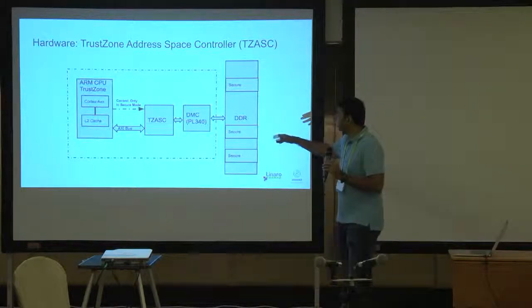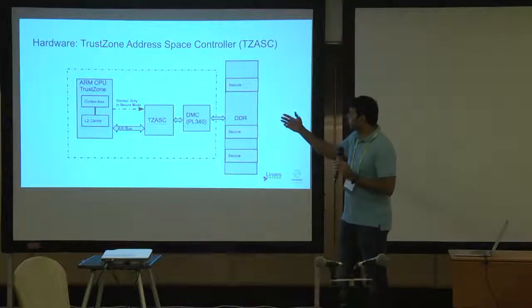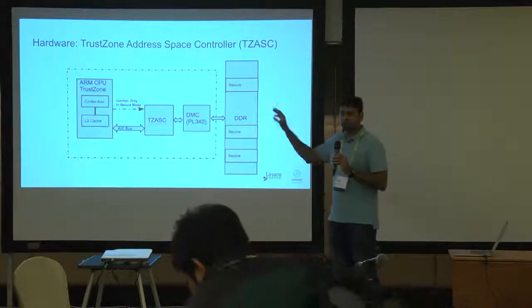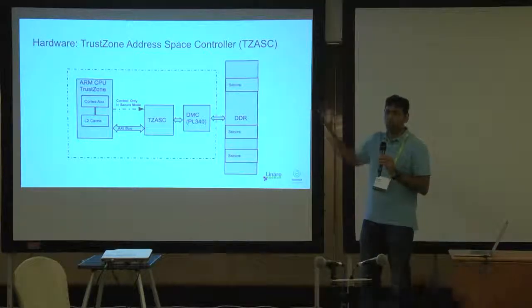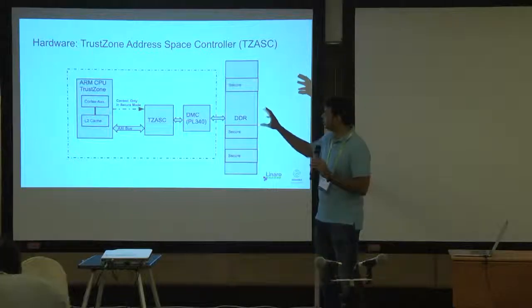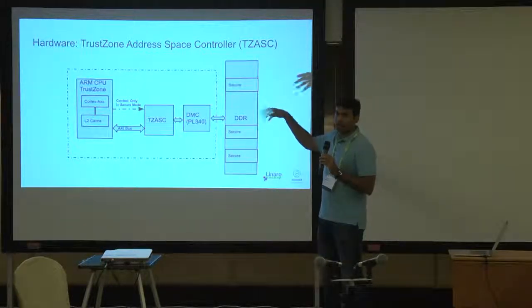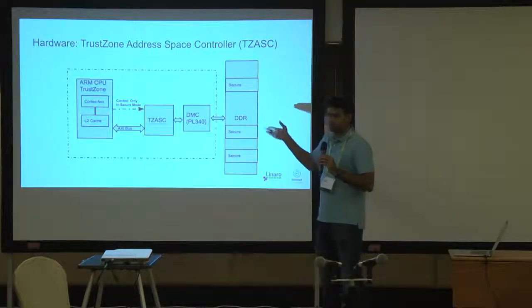From that point on, the TrustZone Address Space Controller won't let those accesses go through unless they are coming from us when the CPU is on the secure side, or another host is on the secure side. So it's not necessarily only protecting the access from the CPU. It can also be protecting access from, for example, a DSP that's doing the video acceleration.